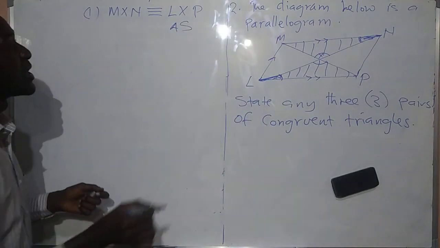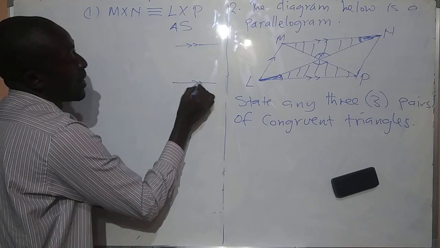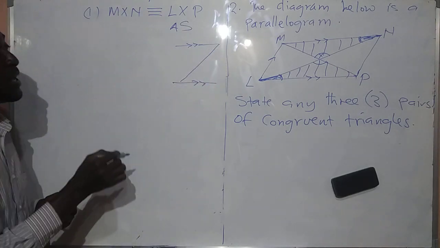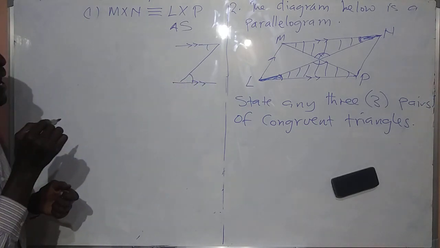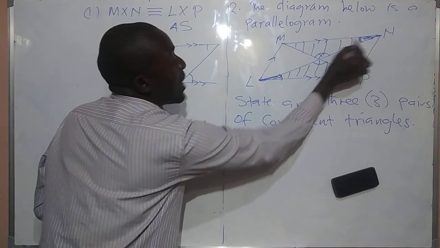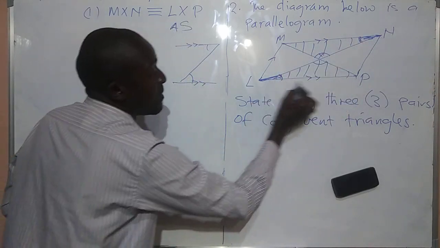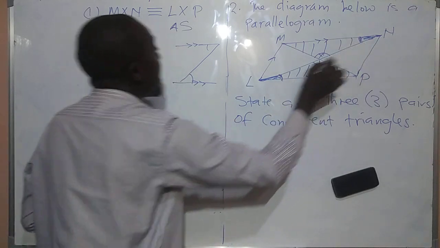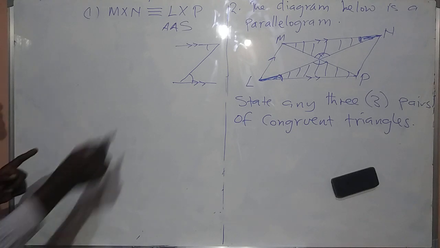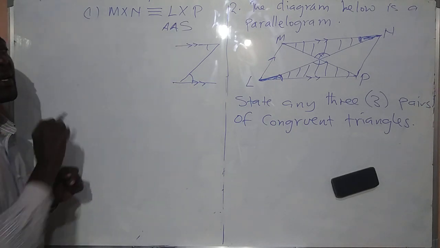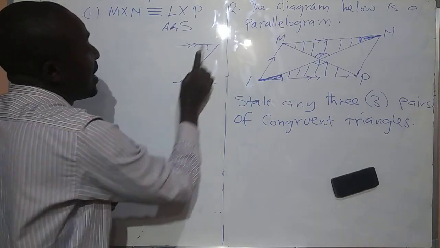The reason is simple. When you have parallel lines and you make a Z like this, you get alternating angles, so this angle is equal to this one here. That is what has happened here. MN and LP are parallel, so you have this Z that has been made. This angle is equal to that angle there. So you have angle, and one of the conditions for congruence says angle, side. That's why MXN and LXP are congruent.